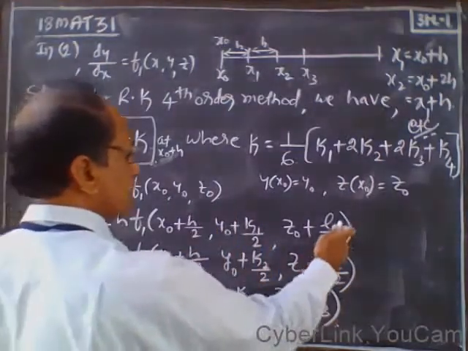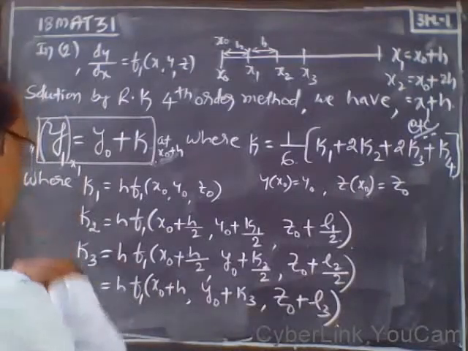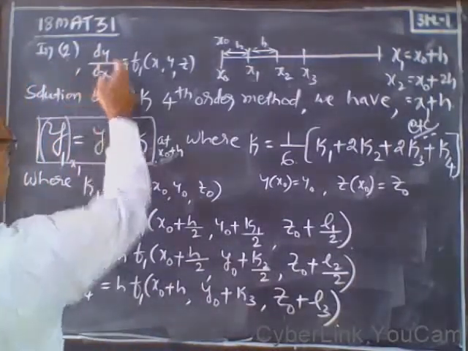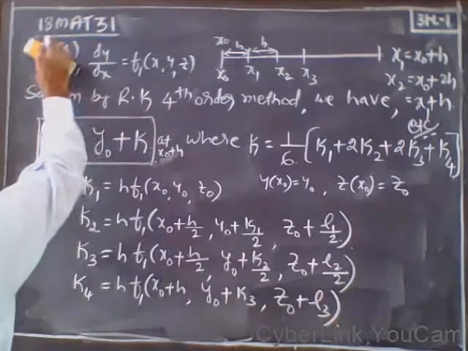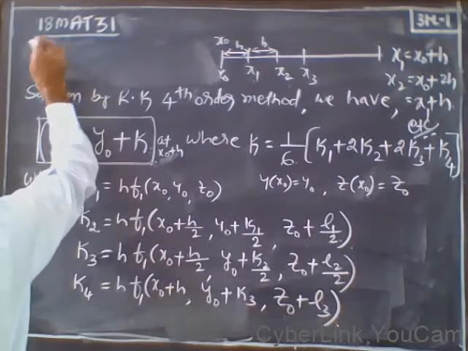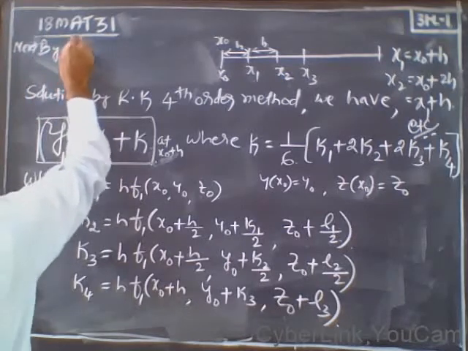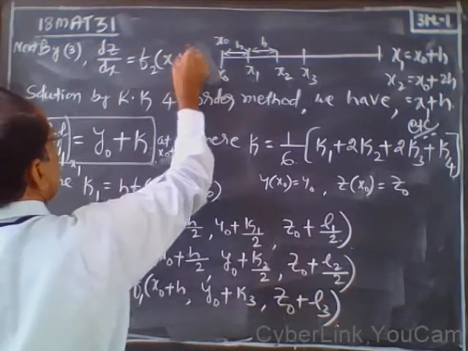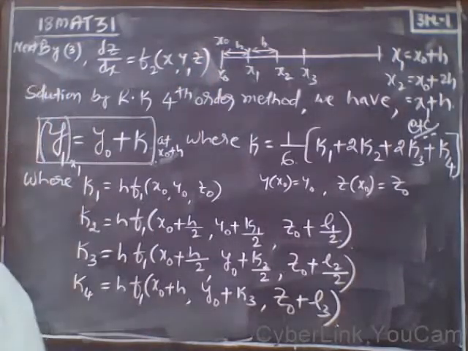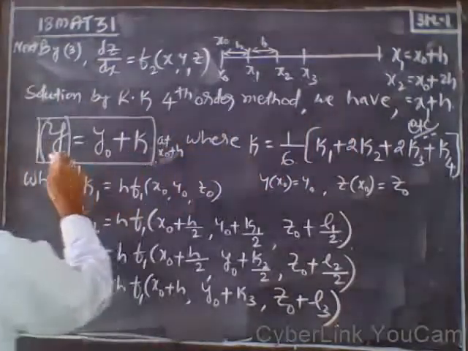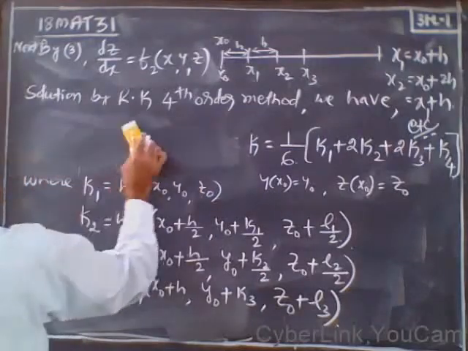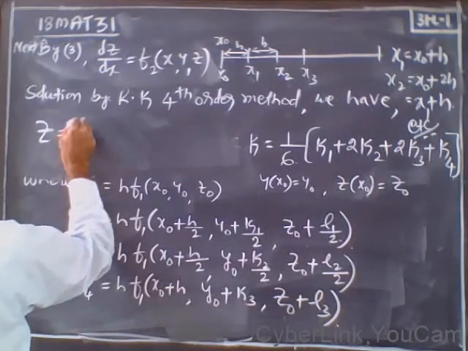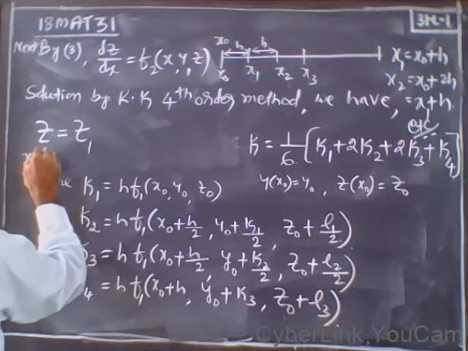And what are these values? They are l1, l2, l3 and l4. These values will be calculated for the other differential equation, that means equation number 3. By equation 2 we have written all these details. Now I will write equation number 3: dz by dx is equal to f2 of x, y and z. Then the solution by the RK fourth order method, we have to write the solution for z in terms of x. We call it z1, meaning z at x equal to x1.